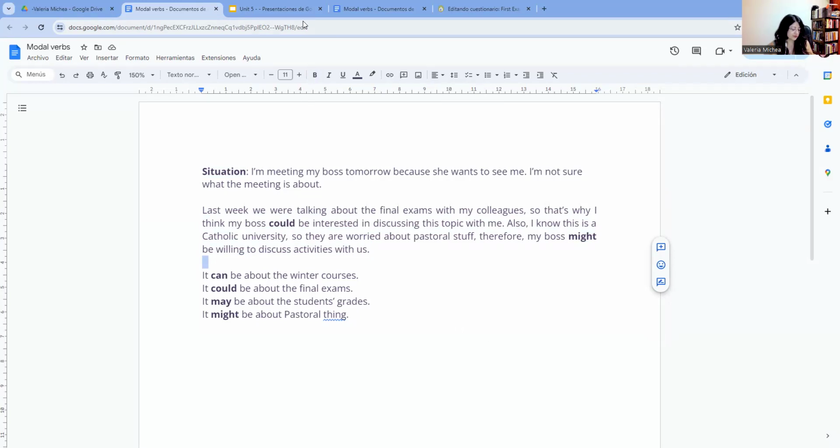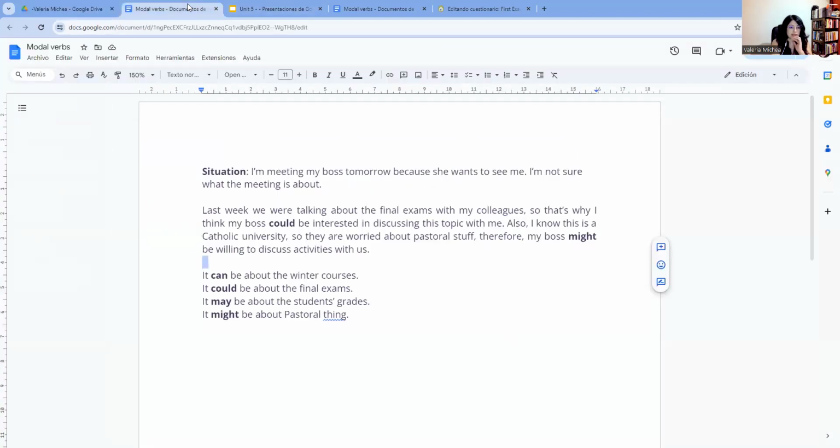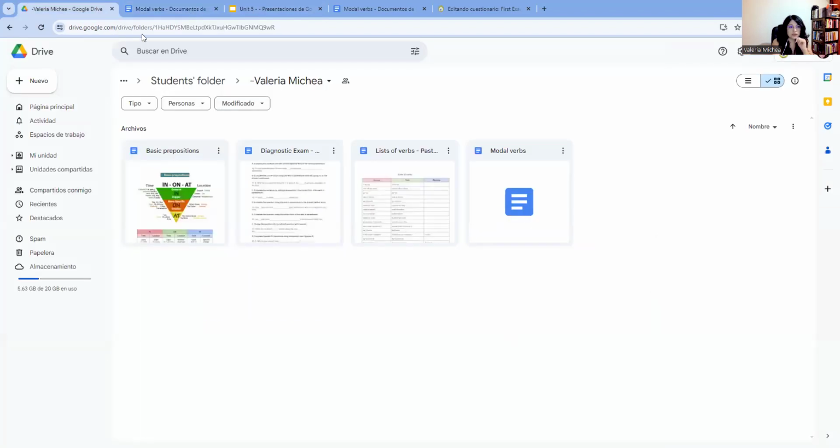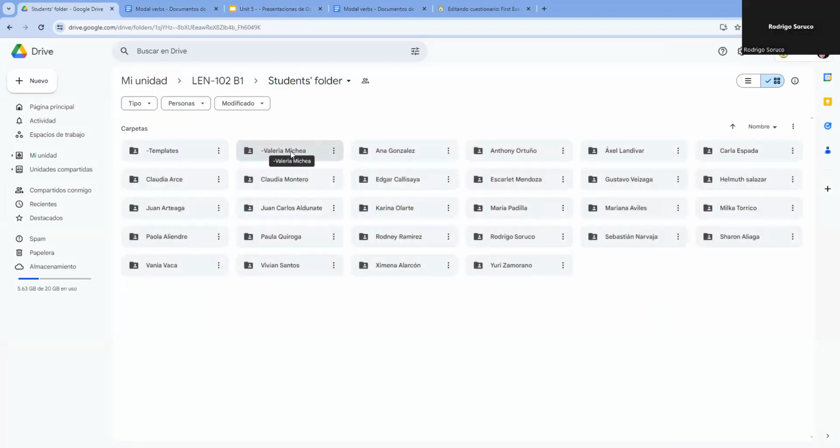I'm going to share those on WhatsApp, so it's easier to get to them instead of going to LMS, because you have to work on Drive. So that's something I will do right after we finish. Also, this document is available, so if you want to give it a look, you go to the students folder, you go to the folder that has my name on it, and you can access it.